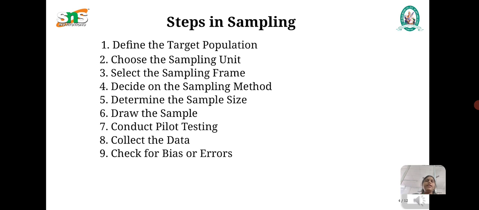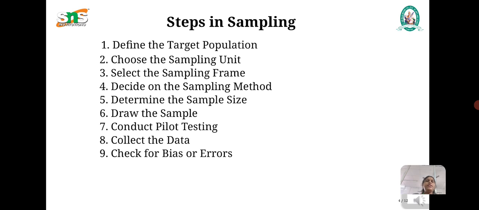If there are literate respondents, we have to go for the questionnaire. If they are illiterate respondents, we have to go for the interview schedule. If we want to, sometimes we observe, or through telephonic conversation also we can adopt. Nowadays people are using Google Forms instead of collecting the data through the questionnaire, and so on. So they use Google Forms very well. And finally we have to check for bias, if there is any personal bias or any errors, so that it can be rectified at the early stage itself.